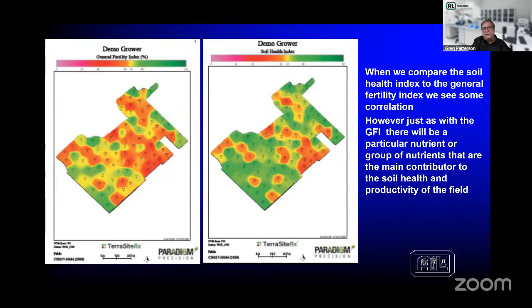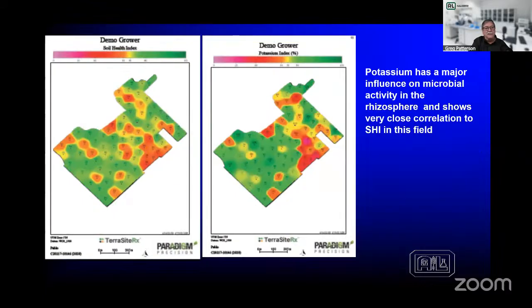This is looking at our general fertility map and with our soil health index. When you compare these maps and start looking at the relationships and overall general fertility, you can see in the general fertility map, there's some correlation to the overall general fertility and what we classify as the soil health problems. So again, the red zones, the yellow zones are low soil health. The green zones and light greens are the higher soil health areas. When you look at all the maps and start comparing, this soil health index has a real strong correlation in this case to potassium as well.